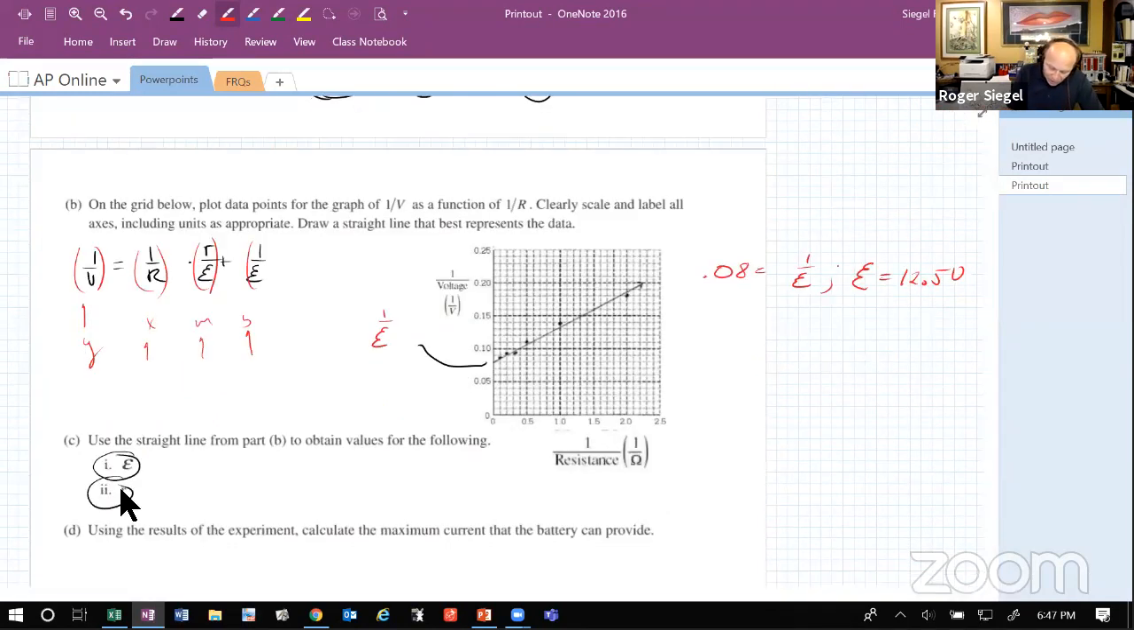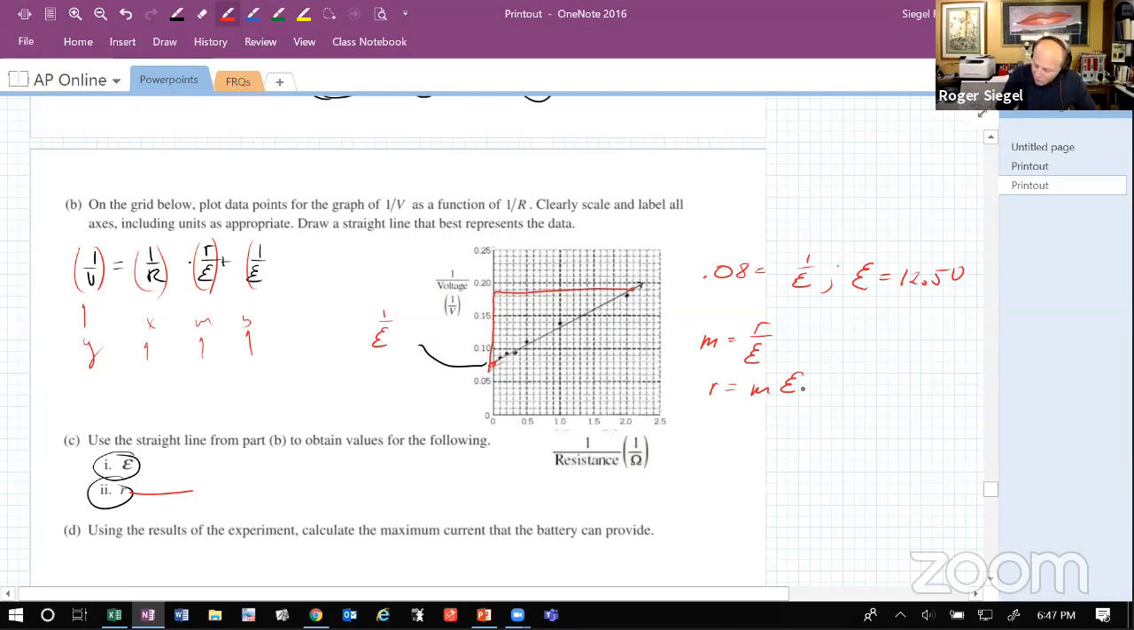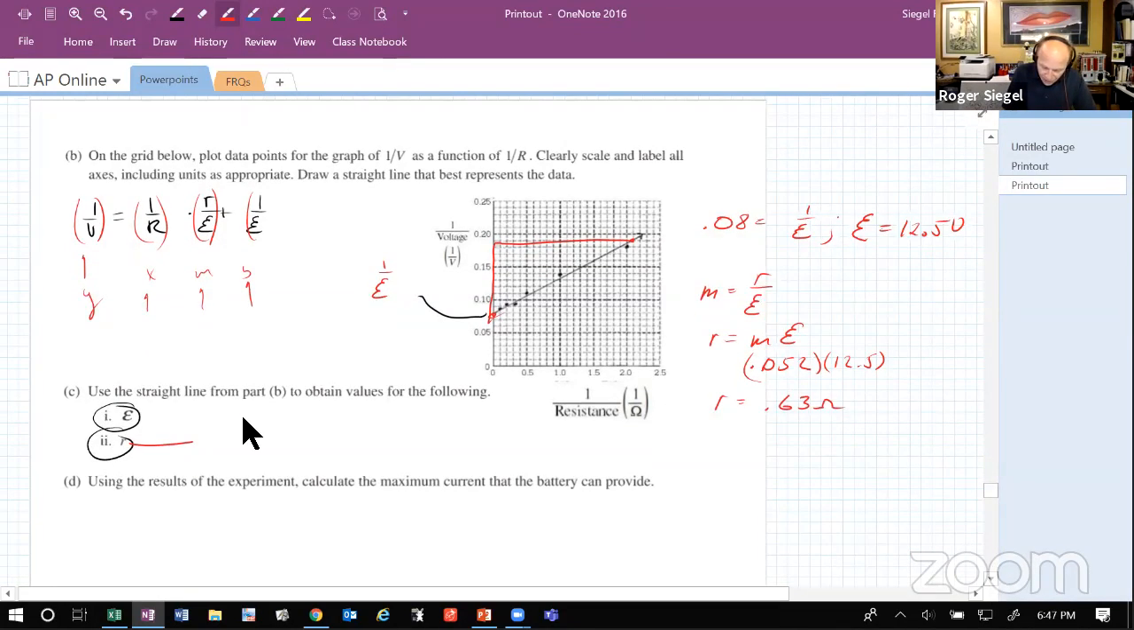And then they want me to find R, and so that's going to come from the slope. So the slope M is equal to R over E, and that means that R is equal to M times E. When I find this point here, and I find this point here, and I do my slope, I find that the slope is equal to 0.052. Okay, and my EMF is 12.5, which gives me a resistance of 0.63 ohms. And then finally, we have down here, so there's my 0.63 ohms. Let me put the 12.5 volts.